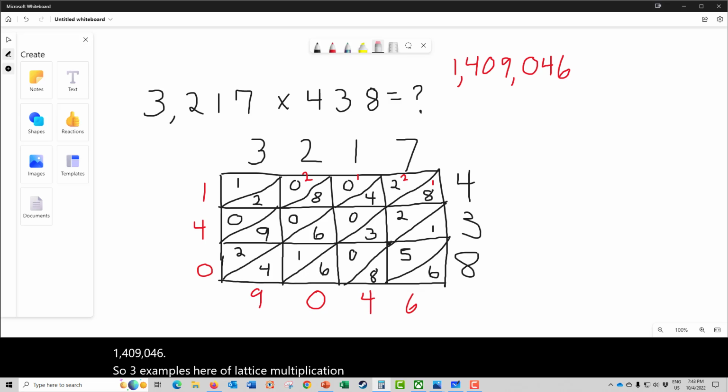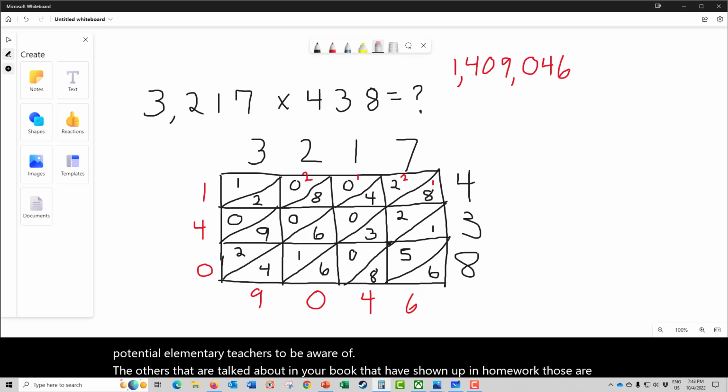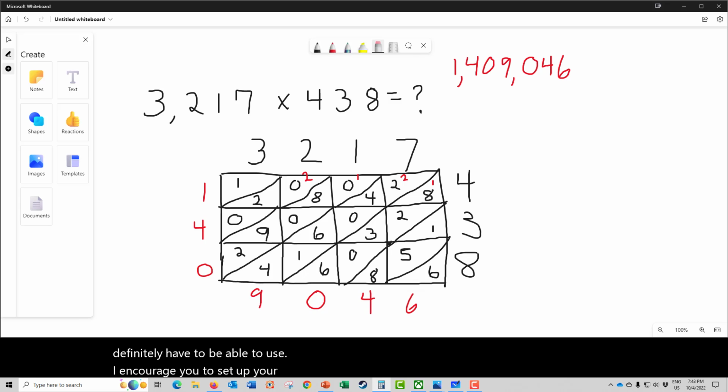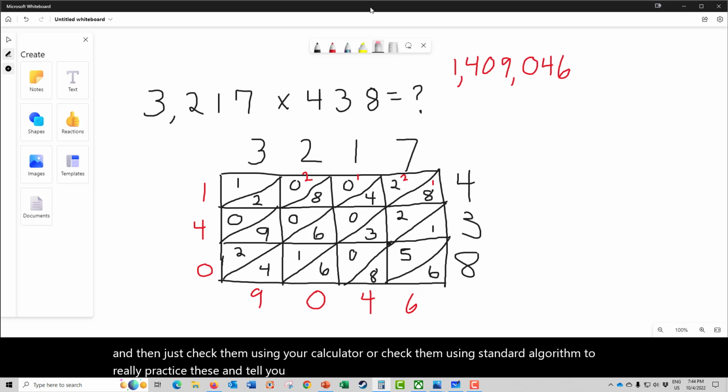Again, of all the alternate algorithms, this is the one that is really most often used in elementary school. It is the one that I think is most important for potential elementary teachers to be aware of. The others that are talked about in your book that have shown up in homework, those are also important, but this is, in my opinion, by far the most common. So it's the one that you definitely have to be able to use. I encourage you to set up your own practice problems and then do just like I did with them, and then check them using your calculator or check them using the standard algorithm to really practice these until you understand it. If you have any questions, please let me know.